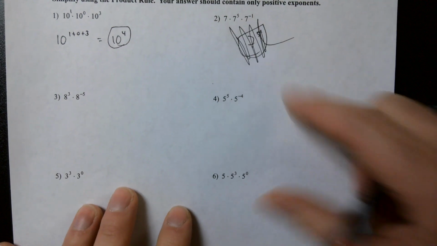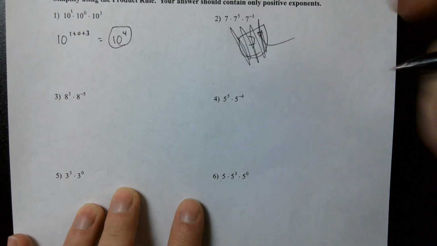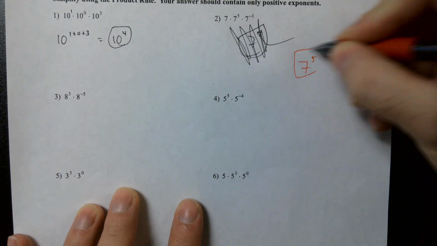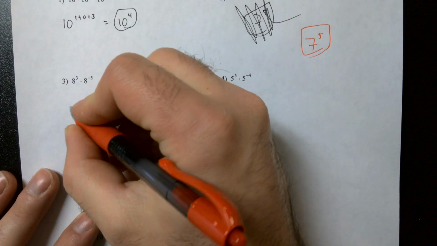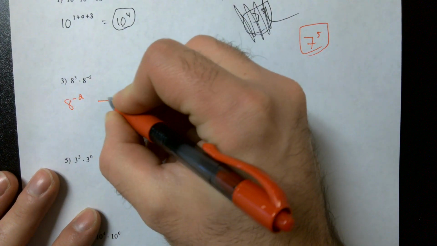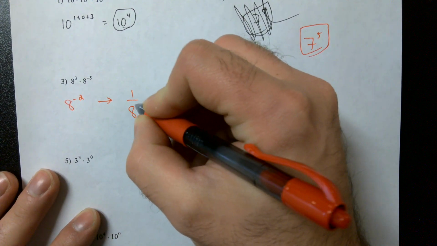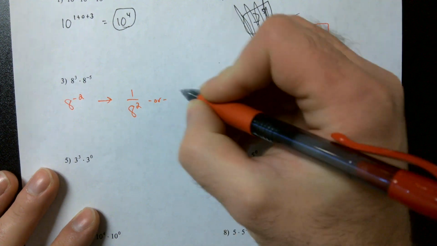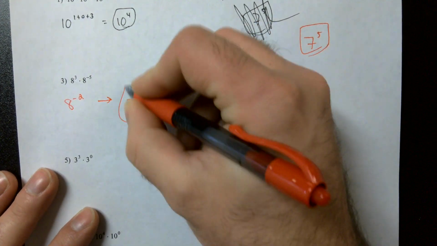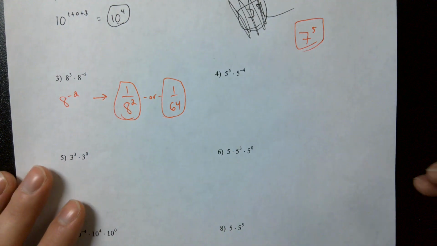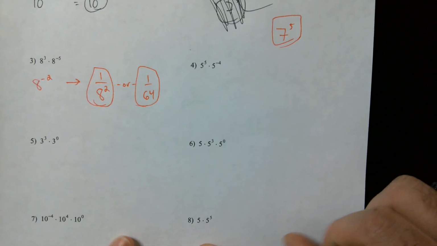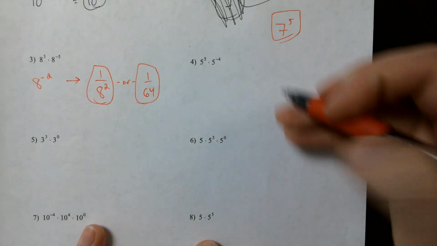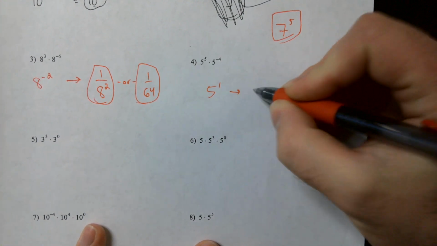Number 2, if we add all these up, we get 7 to the 5th power. Okay, number 3, we get 8 to the negative 2, which turns into 1 over 8 squared, or 1 over 64. If we actually solve out 8 squared, 8 times 8 gives us 64. We can do that one. For number 4, we get 5 to the 1, which is just 5.